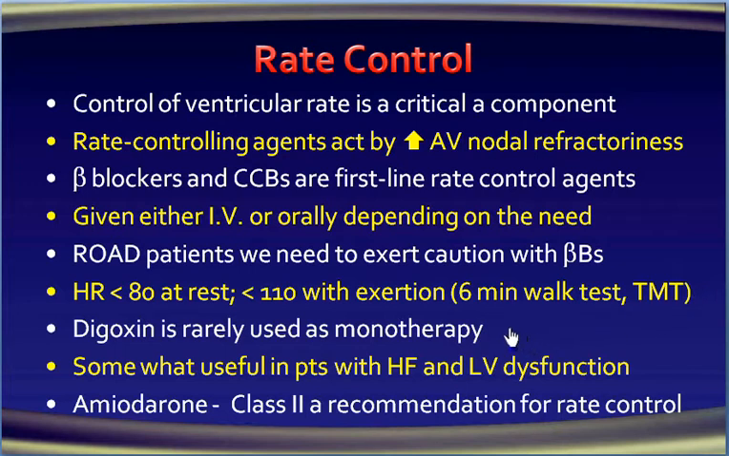Digoxin is rarely used as monotherapy for rate control because it will not be useful in patients who have tachycardia. It is somewhat useful in patients with heart failure and in LV dysfunction. Suppose the patient is having heart failure and associated LV dysfunction, then probably digoxin as an inotropic agent would be useful. Amiodarone has a class 2A recommendation for rate control. So we don't use amiodarone as the first drug for rate control, it is more for rhythm control. For rate control we use beta blockers or calcium channel blockers as the first line agents.